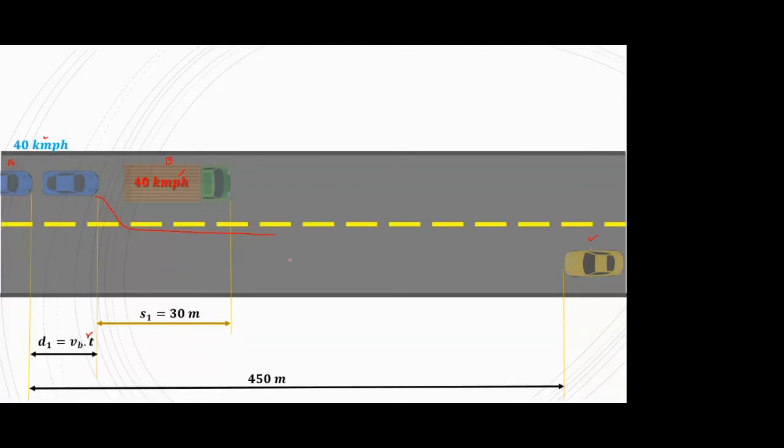So A overtook B by accelerating at a uniform rate of 1.2 meter per second square. When the overtaking operation was completed, there was a 25 meter distance between B and A. Now the overtaking operation has completed. Vehicle A has come back to its original lane, and at this instance, they have given that the distance between B and A is 25 meters.